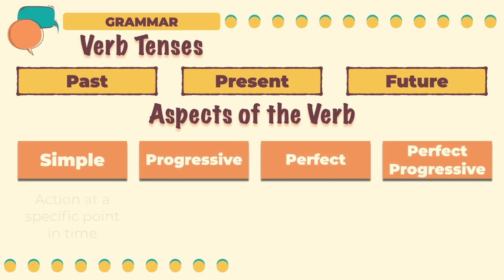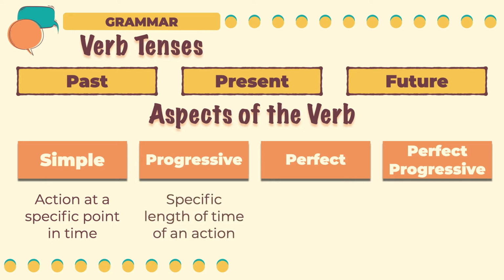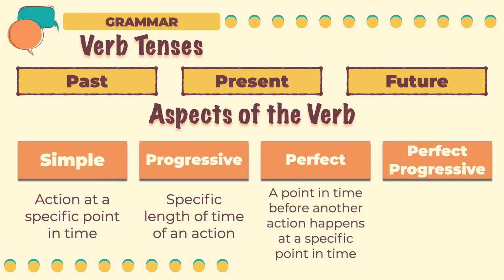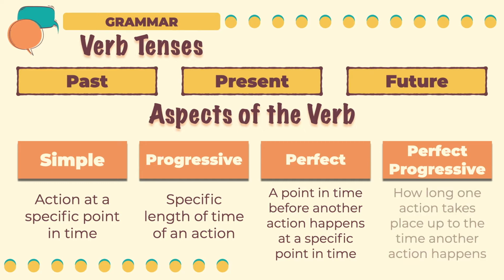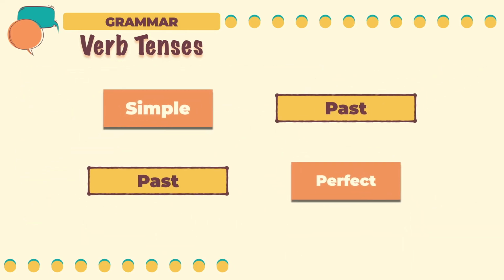Simple tenses are used whenever you are talking about an action at a specific point in time. Progressive tenses are used whenever you are talking about the specific length of time of an action. Perfect tenses are used whenever you are talking about a point in time before another action happens at a specific point in time. Perfect progressive tenses are used whenever you are talking about how long one action takes place up to the time another action happens. But in this video lesson, we shall only be focusing on simple past and past perfect tenses of the verb.